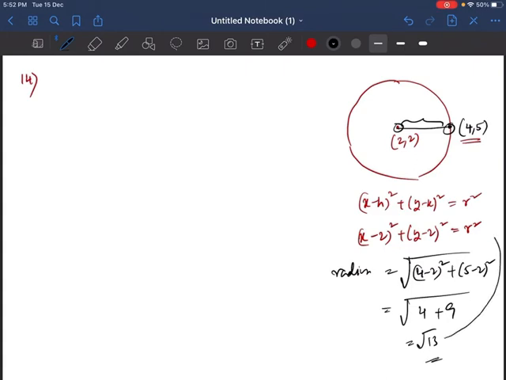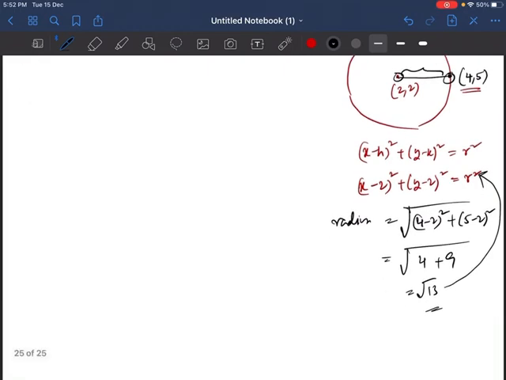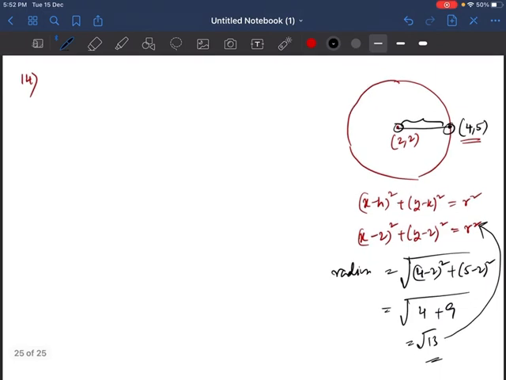Just put this root 13 in here. So r is root 13, so r² will be 13. So the equation of the circle will be, I will just write the answer, but you have to write it nicely: (x − 2)² + (y − 2)² = 13. That's how we got it. So please do this question and send me as homework.